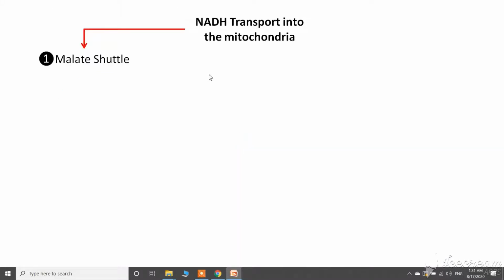Well, there are two ways for NADH to enter the mitochondria. The first way is by using the malate shuttle, and the second is by the glycerol phosphate shuttle.